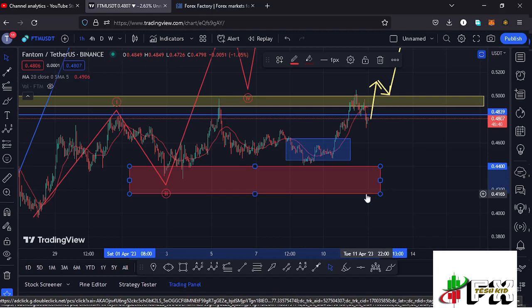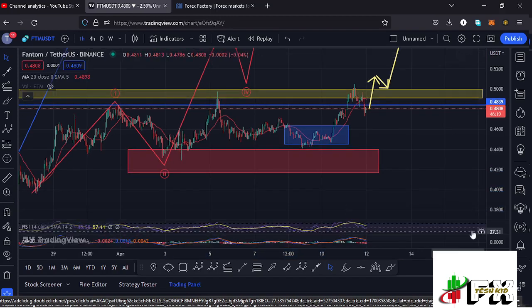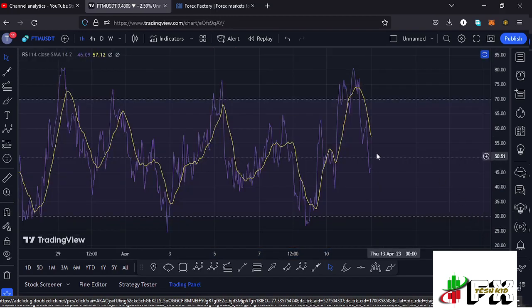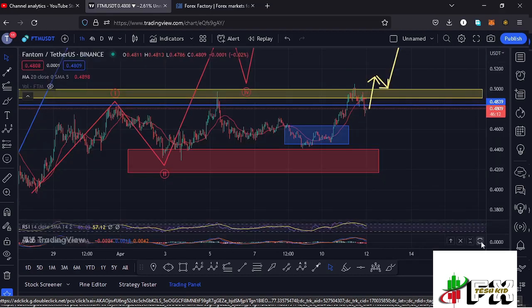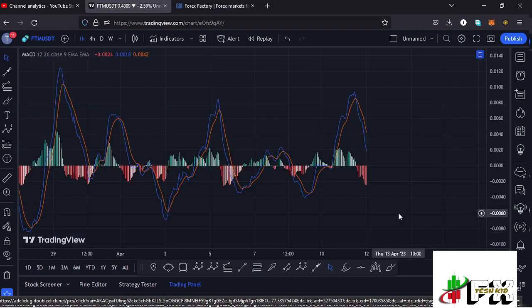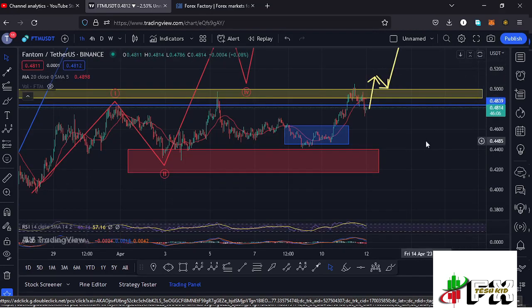So let's continue watching for those scenarios here on the Fantom chart, having in mind that today we have the CPI data, which will result in a lot of volatility later in the day here in the markets. And let's be patient and see how that plays out, and also taking a look at the indicators. On the RSI, we are trading at around the 45 mark. Also taking a look at the MACD, we have been able to print a bearish cross. So let's be patient and see how that plays out, and I'll be keeping you updated.